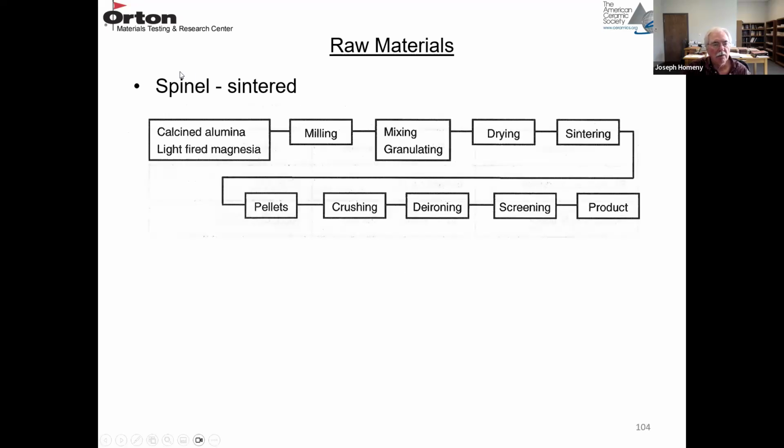So for a flow diagram for sintered spinel, you start out with a calcined alumina and a calcined magnesia. They're milled, perhaps in a ball mill, to get a mixture. They're granulated or pelletized. They're dried and sintered, and those pellets are crushed. They may go through a purification step, and then the final product is screened into different sizes.